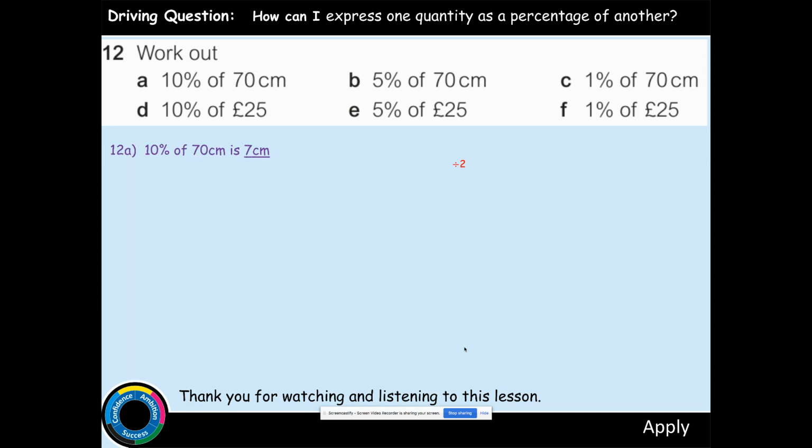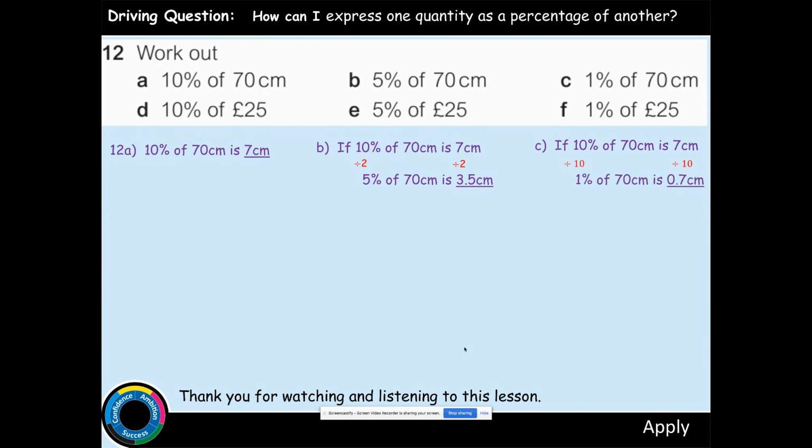Okay, so 70 divided by 10 is 7. Half of 7 is 3.5. So 5% of 70 centimetres is 3.5 centimetres. So if 10% is 7, if we divide both by 10, we will get 1% equals 0.7. Remember, dividing by 10, you're making a smaller number and it's moving over to the right. So this is in the ones column, so it's going to move over into the tenths column and then put a 0 in the ones column. Okay.